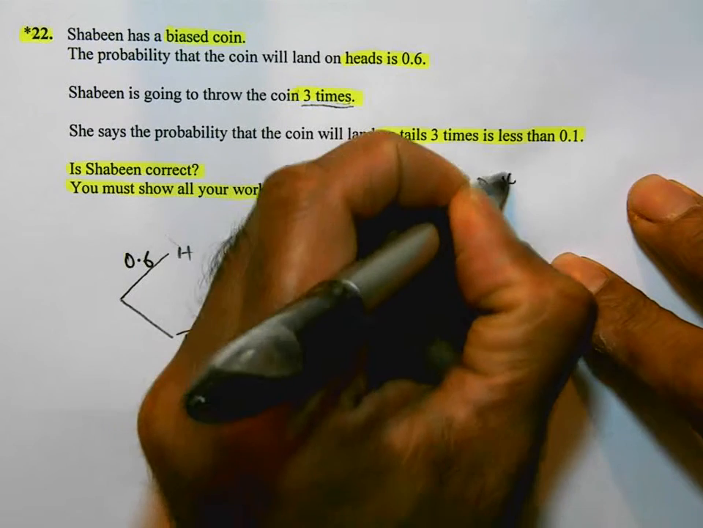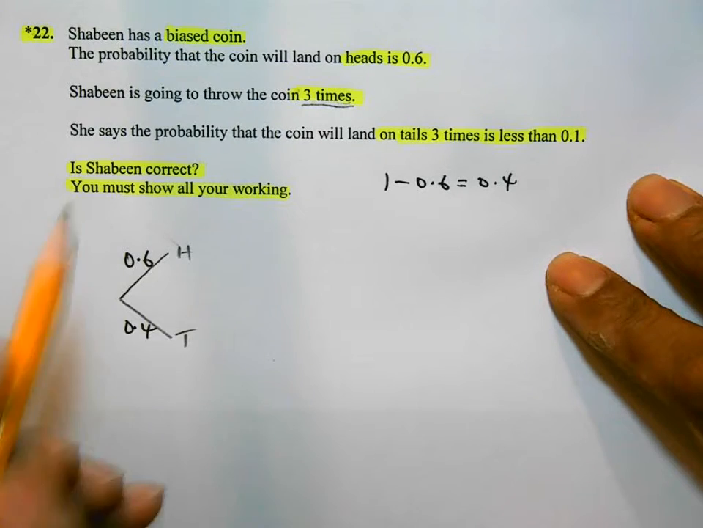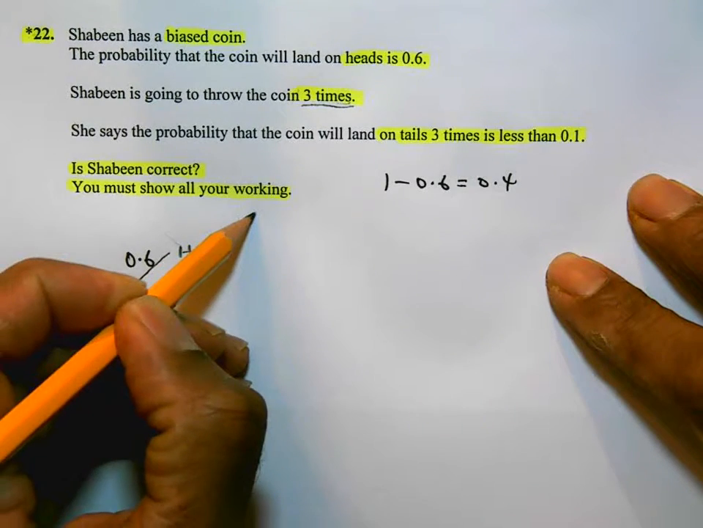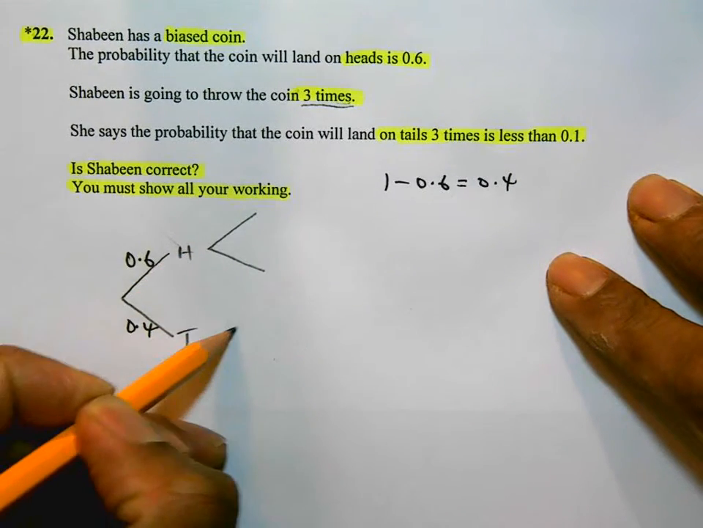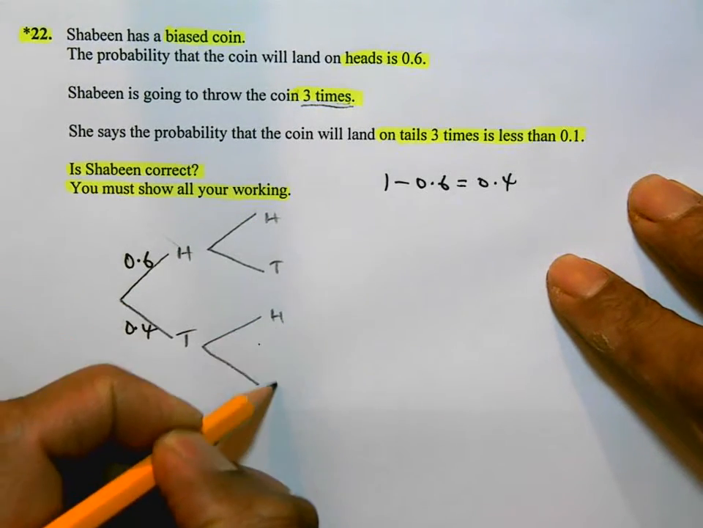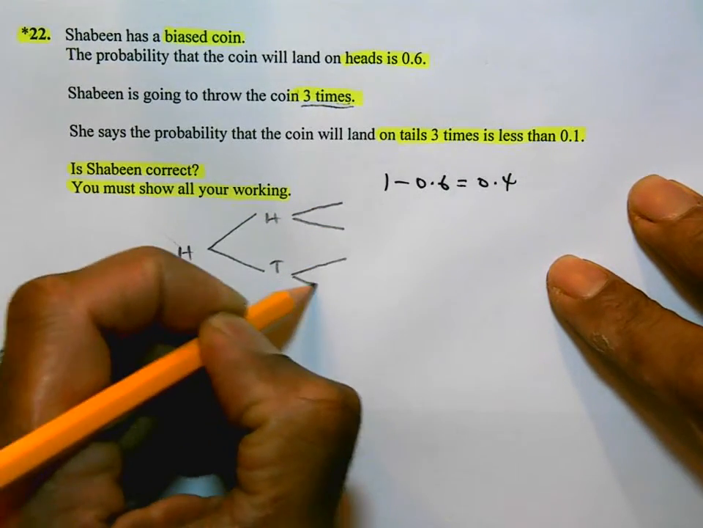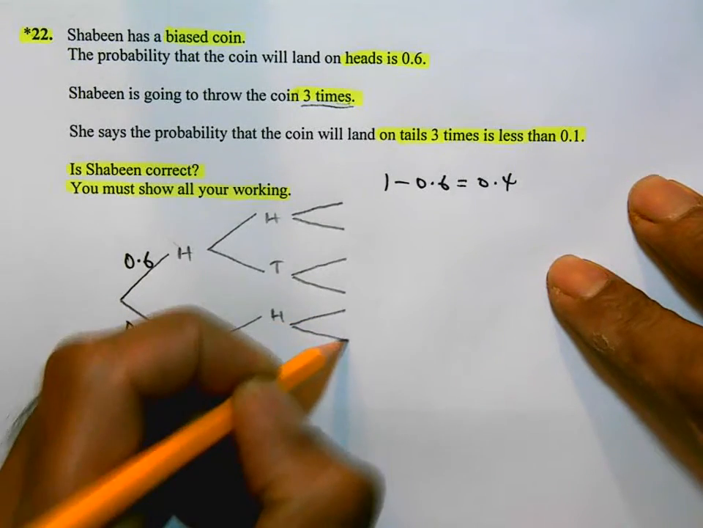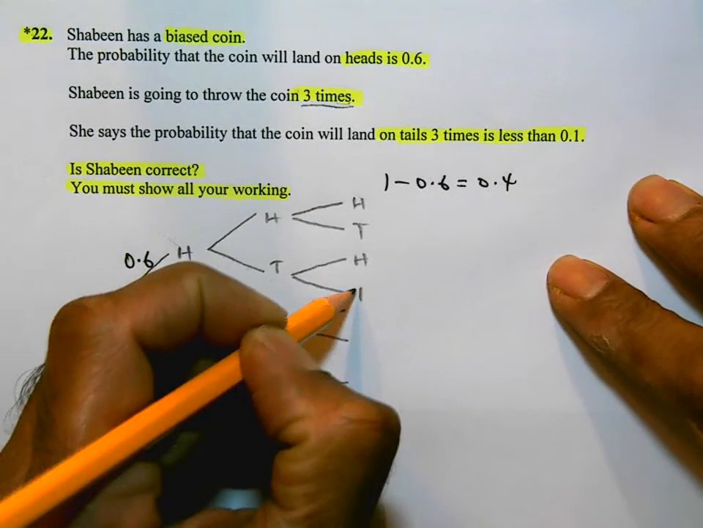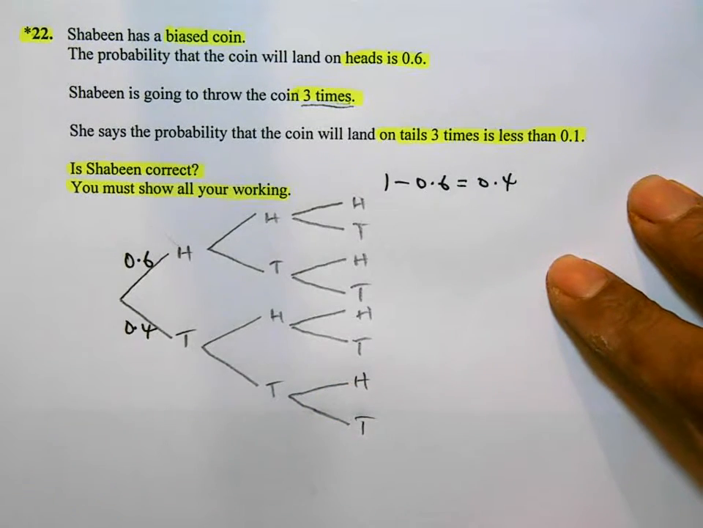Okay, let's think about the rest of this tree diagram. Because she's going to throw the coin 3 times, I'm going to have 3 sets of branches coming out. So this is going to be the second throw, heads or tails, heads or tails. This is going to be the third throw. Again, heads or tails, and I'll do that all the way through.